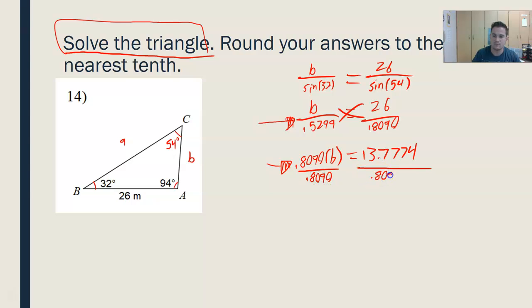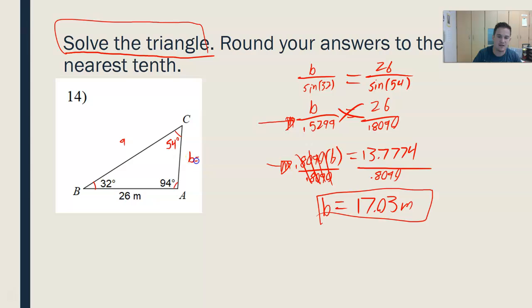Then, since B is being multiplied by this number here, I'm going to divide by 0.8090. So that'll cancel this out. I'll be left with B equals 13.7774 divided by 0.8090, which is 17.03 meters. So side B here is 17.03 meters.